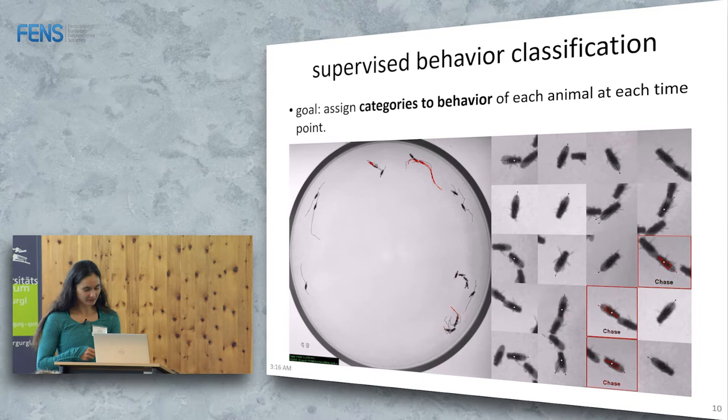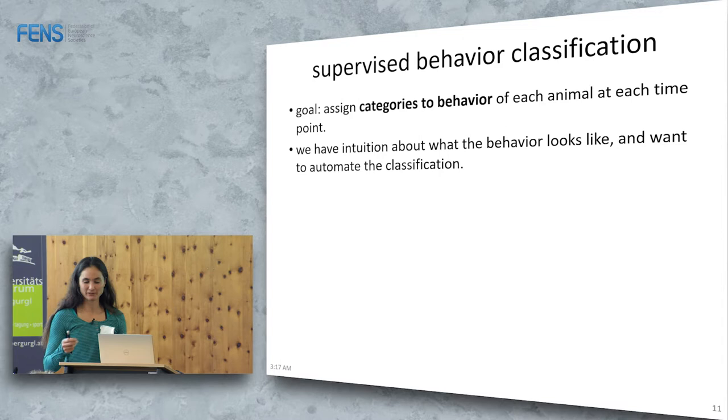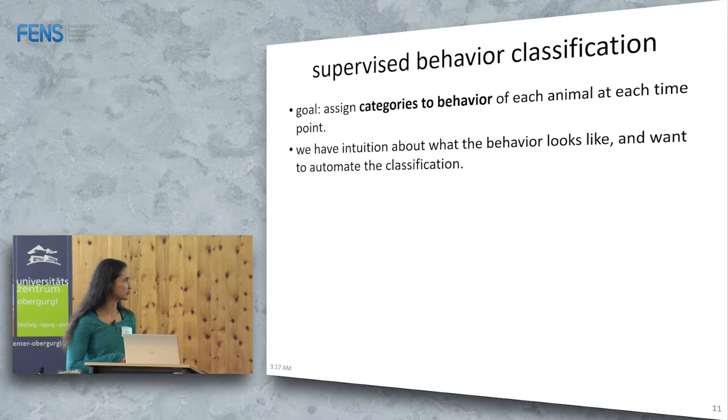So this is something that people who study Drosophila have been looking at for a long time. There are lots of people who just manually watch fruit flies, manually label when the flies are chasing each other and look at these courtship indexes to understand various parts of the brain or genetics, right? And so here we're assuming that we have some kind of intuition about what the behavior looks like, and we want to automate this classification. So our goal is, we've decided already that a good representation of behavior is whether the flies are chasing or not, and we want to just automate that.